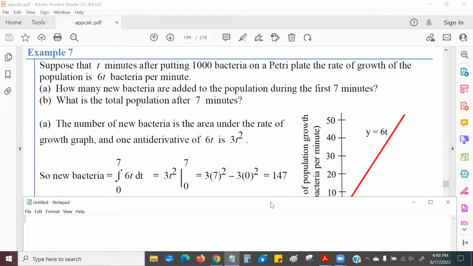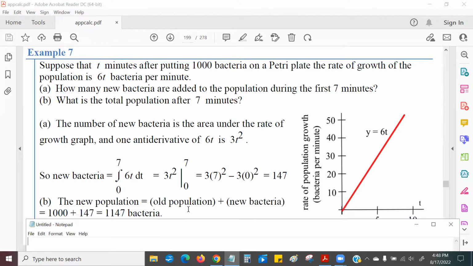And the new population, well, that's just going to be the old population plus the new bacteria. So the original population was 1,000. We started with 1,000 in the dish. We added 147 new bacteria, and that gives a total of 1147. So 147 is what we got added on, and we needed calculus for that. And 1147, well, that was just addition.